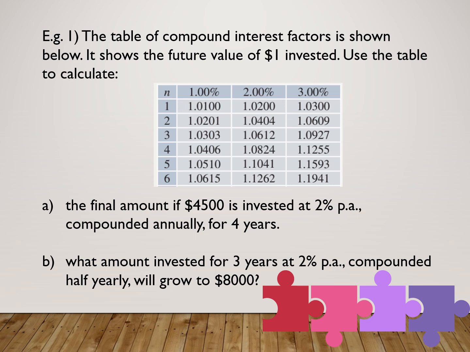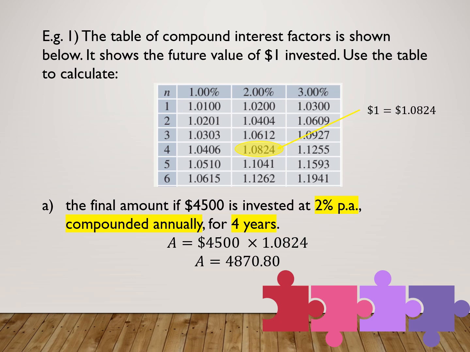So here's our first one where we're looking at compound interest. The table shows that for when $1 is invested for a particular period of time, just the amount that it grows to, depending on the interest rate and the number of periods that it's compounded for. So we're going to look at final amount if we invest $4,500, 2% per annum compounded annually for 4 years, and what amount invested, so we're going to find the principal, when 3 years at 2% per annum compounded half yearly, if it grows to 8,000, so the final amount's 8,000.